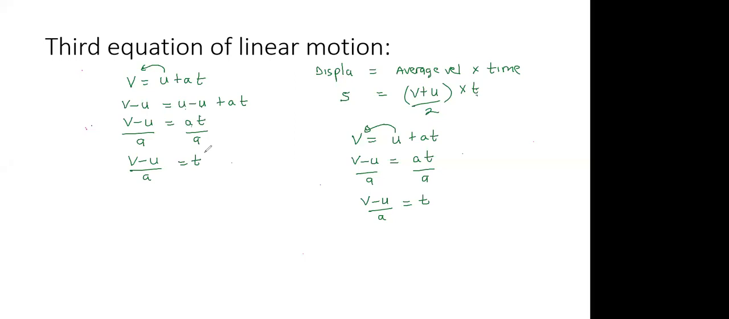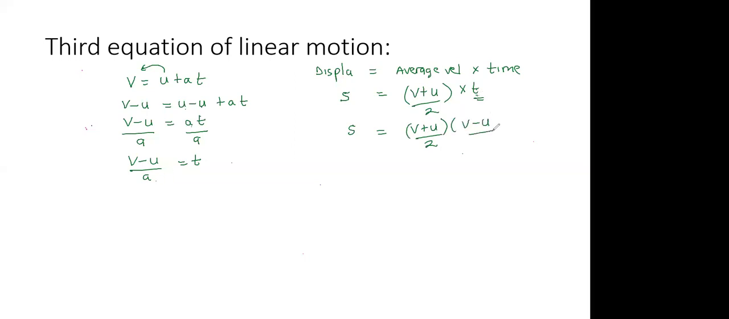Now after making my T the subject, I'll come back here and substitute for that T. So I'm going to come here, and we shall have S is equal to V plus U out of 2. Then my T is this. So I'll have V minus U out of A. Kindly let me know whether we're on the same page. I might be going alone. Members, unmute and tell me, are we on the same page? Yes.